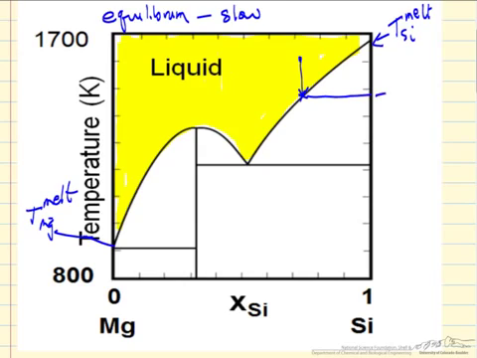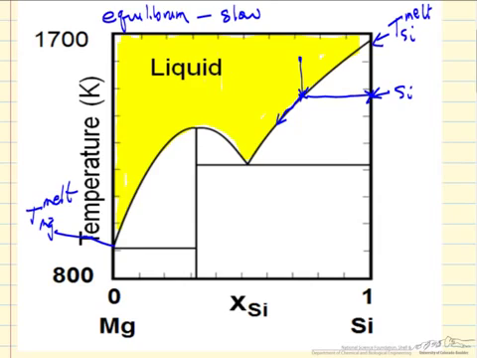The first thing that forms is pure silicon. So at this temperature we're going to have liquid with this composition, about 70% silicon, and we're going to have pure silicon in equilibrium. As we continue to remove energy, cool it down, we're going to follow along the liquid line because we're changing the composition of the liquid. We're removing silicon, so we're enriching it in magnesium.